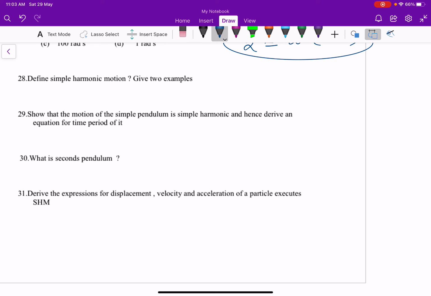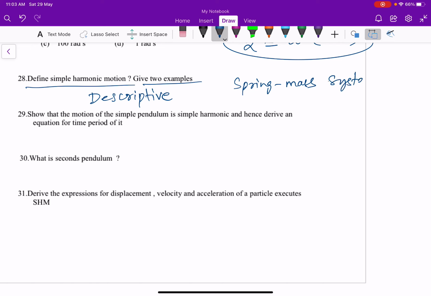Next question is a theory question, a descriptive question. Go through my video lectures and answer this question. Define simple harmonic motion and give two examples of it. What are the two examples of simple harmonic motion? One is spring mass system, another is simple pendulum. Spring pendulum and simple pendulum are simple examples of simple harmonic motion.